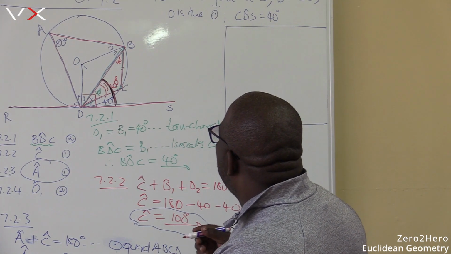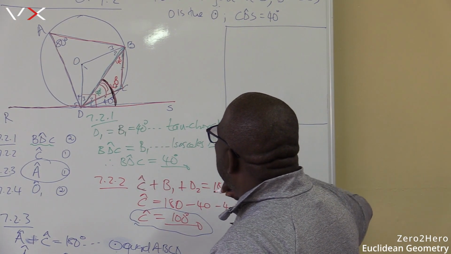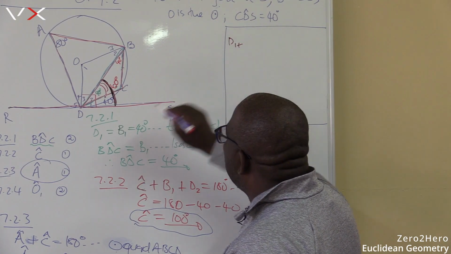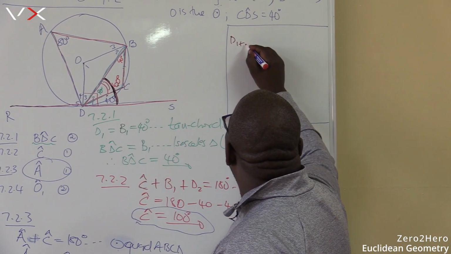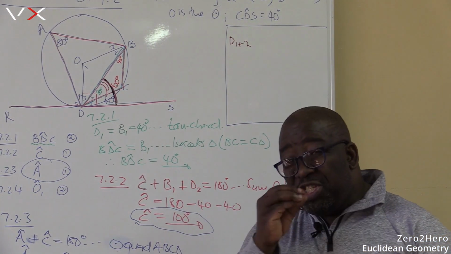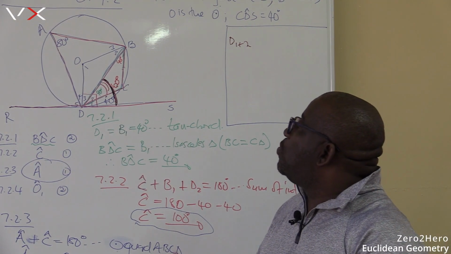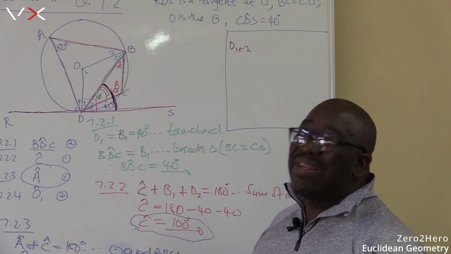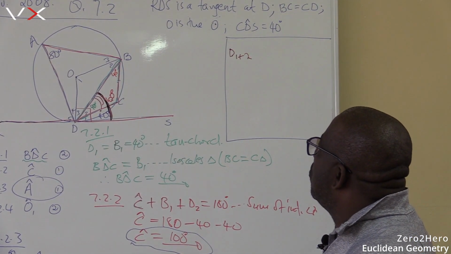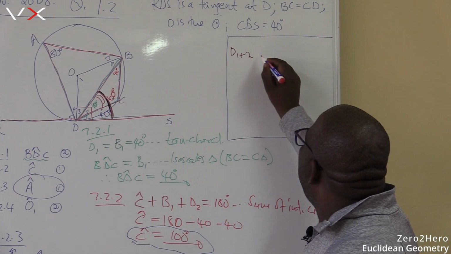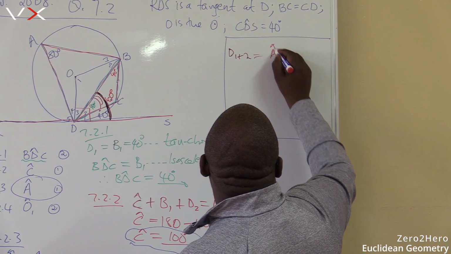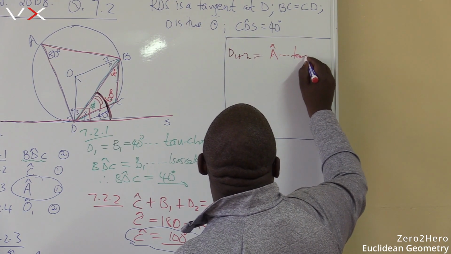Now, we can say that angle D1 plus D2. Where is this angle? Angle D1 plus D2. The position of this angle becomes important. It is between a tangent and a chord. What chord? Chord BD. All right, angle D1 plus D2 is equal to the angle subtended by this one, which is angle A. Reason: tan chord theorem.